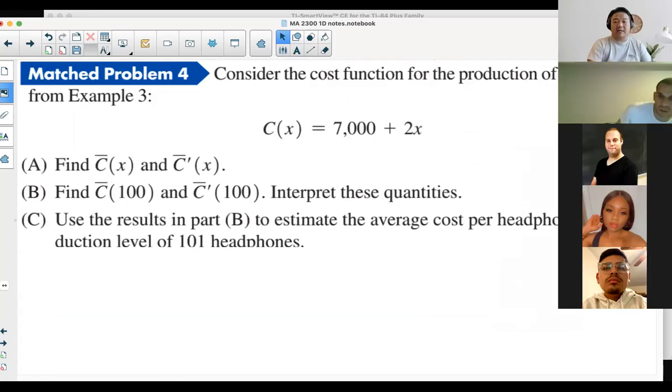Alrighty. So, how was this one? Was it okay for you to do it? Yeah. So let's look at this one together. For the first one, part A, C bar and then C bar prime. How am I going to find it?